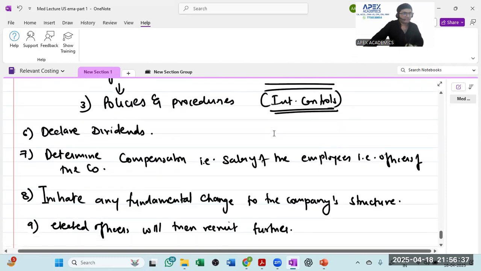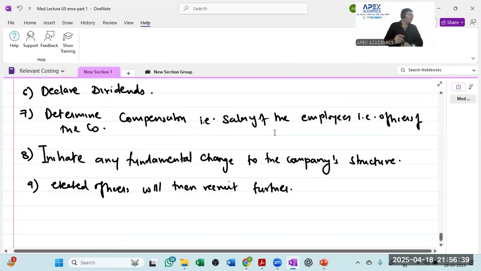So the board of directors will declare the dividends. They determine the compensation, that is the salary of the officers. They initiate fundamental changes to the structure of the company and they elect officers who will then recruit further. This was the responsibilities of the board of directors. Very, very important point.